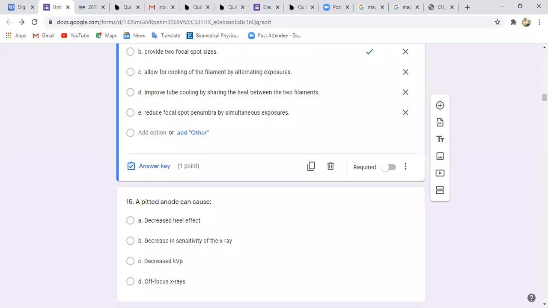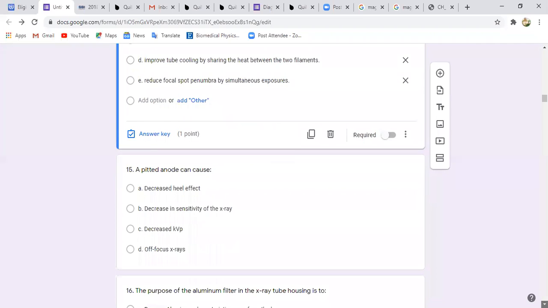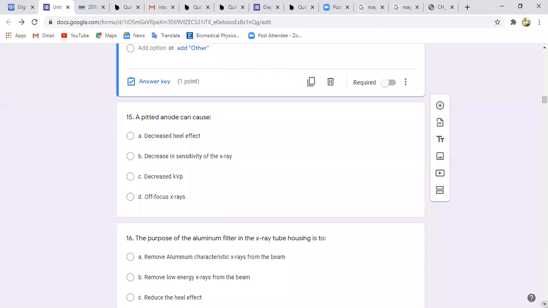A pitted anode can cause what? What can a pitted anode cause? What is a pitted anode, by the way? A pitted anode is actually an anode that has off-focus X-rays. Yes, so actually off-focus X-ray. But for us to understand what the pitted anode means, it's just an anode that has been degraded. If we have a particular spot on the anode being hit by electrons, after so many exposures, after so many years or so, something will now begin to wear away.